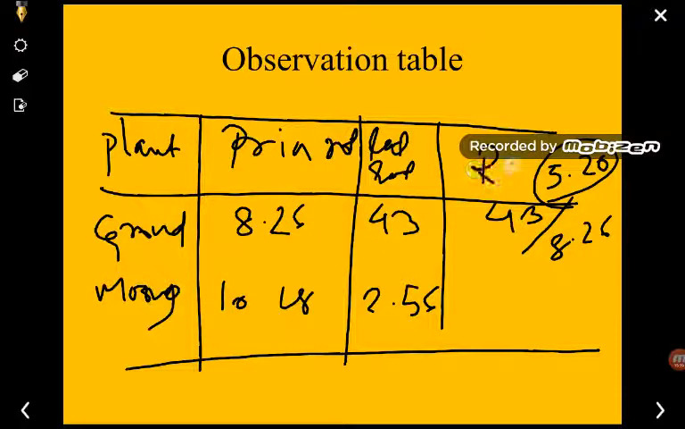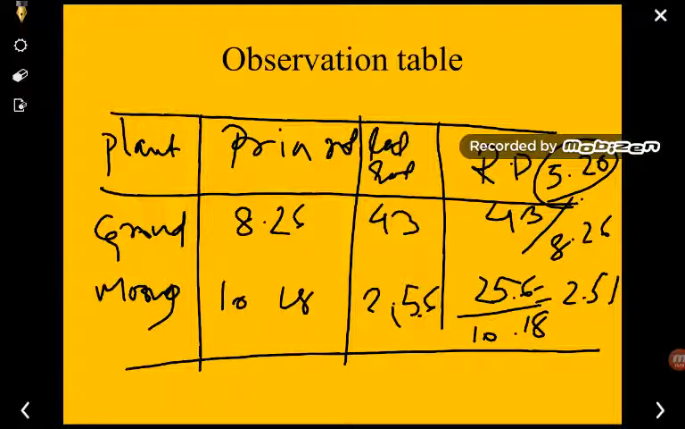And for the moong, what is the root number? That is 25.6 divided by 10.18. It will give around 2.51. So the root density of the groundnut is 5.20 and of the moong is 2.51.